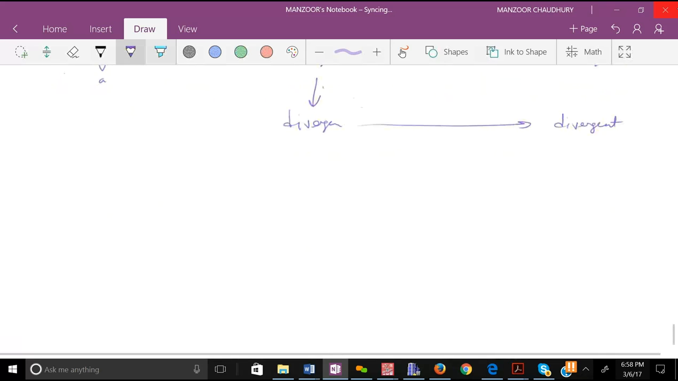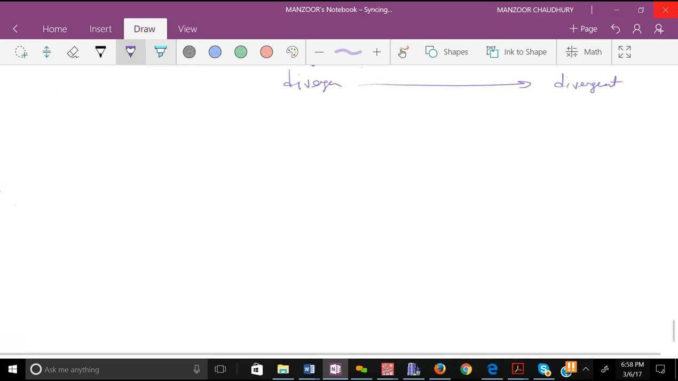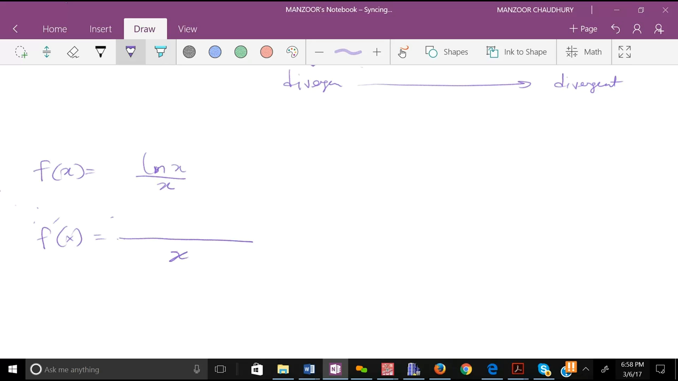So we have to look at the function first. Let's find the derivative of it. We know f of x is natural log of x over x. So f prime of x is the derivative of that. You do the quotient rule, x squared at the bottom. So you have x times 1 over x minus natural log of x times 1. That turns out to be 1 minus natural log of x divided by x squared.